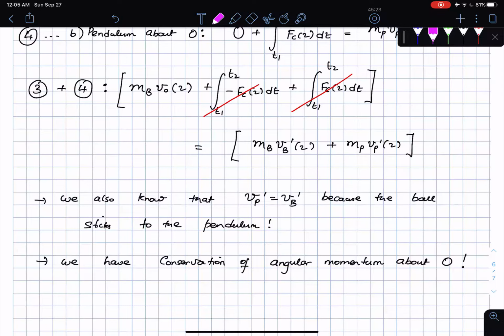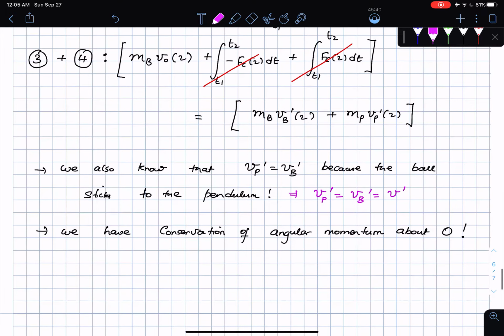Okay, and what else can we say here? Since Vb prime and Vp prime are the same, I'm just going to say that they're both equal to some V prime. So I'm going to say that Vp prime is equal to Vb prime is equal to some V prime. Just substituting, the mass of the ball is M. So first of all, let me go back and say this is Mb V0 times 2. This is equal to Mb Vb prime times 2 plus Mp Vp prime times 2.